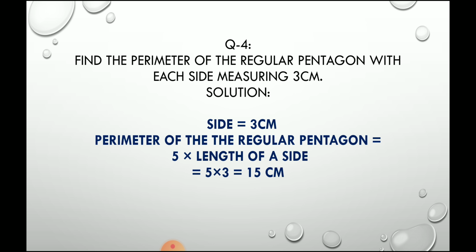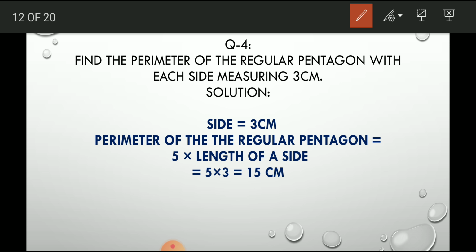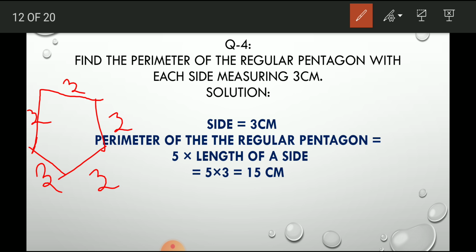Okay, we know the formula for the perimeter of the regular pentagon, right? So what is a pentagon? How many sides? There are 5 sides in one pentagon, right? So 1, 2, 3, 4, 5. We draw it as a closed shape. Okay. So how many sides? 5 sides. In each and every side, the measurement is 3 centimeter. Okay. So this is called a regular pentagon.